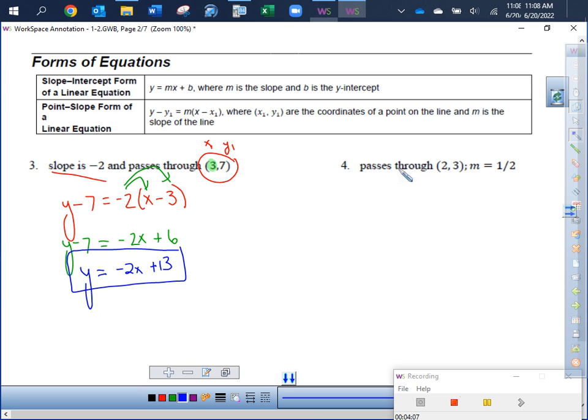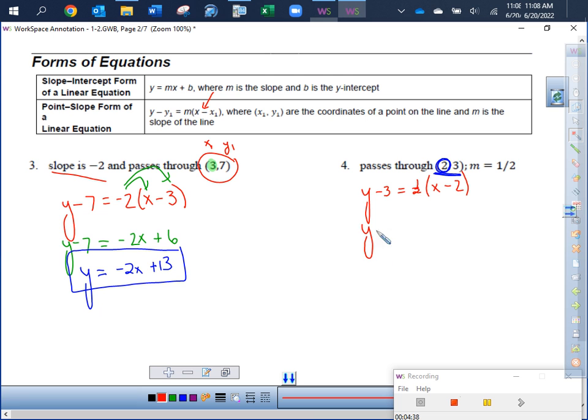Let's do that again. They gave us a point here. This is not the y-intercept because this value is not 0, and they gave me a slope. So I will start in point-slope form. y minus y1 is 3. It's the y value of the point they gave you, times the slope, which is 1/2, times the quantity of x minus whatever this is. In this case, it's 2. Remember, in the formula, there is a minus there, so it's minus that x1 value.